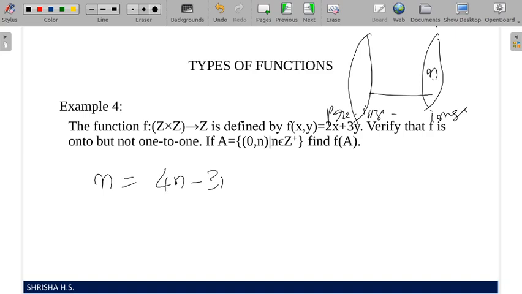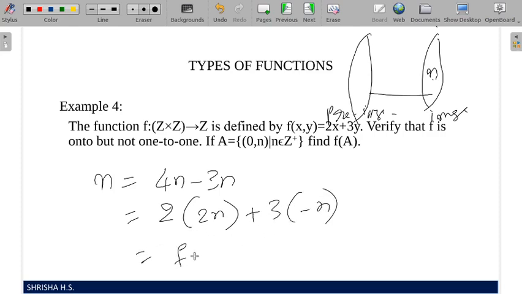4n minus 3n, you can write as 2 into 2n plus 3 multiplied by minus n. So how can you write it? It's a function of 2n and minus n. So observe here. Okay, so 2n represents x, minus n represents y. So it's a function of 2n and minus n, where 2n is x here and minus n is y.